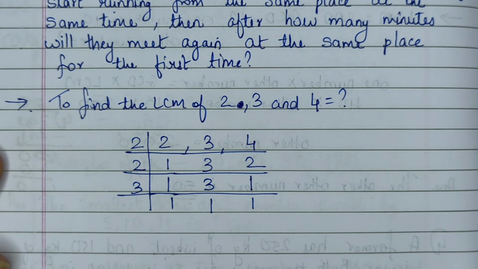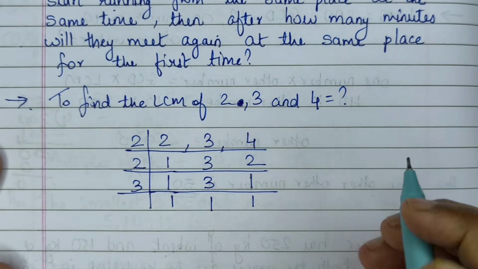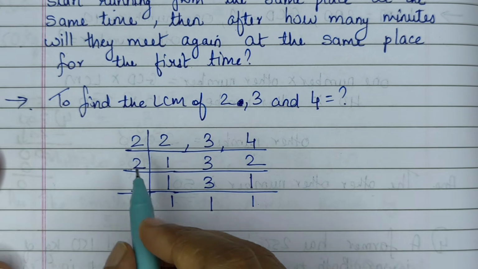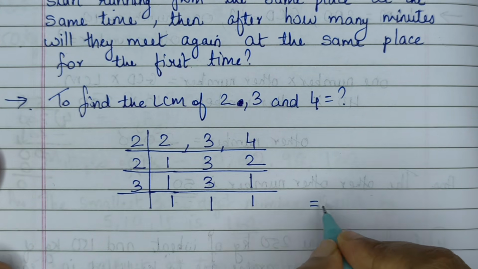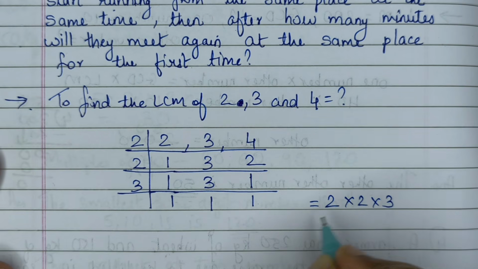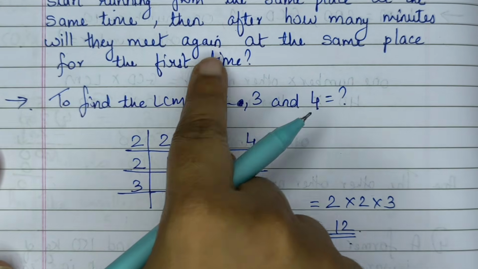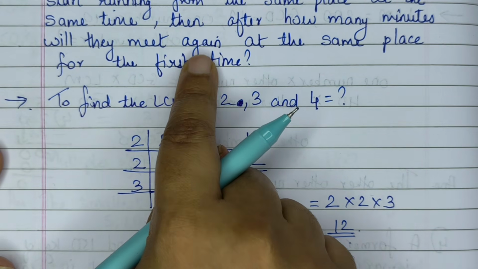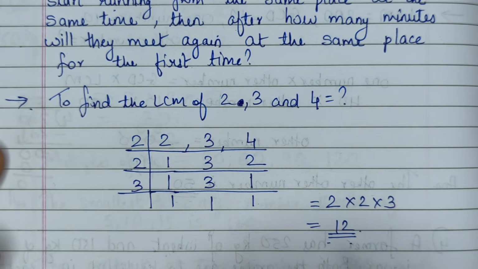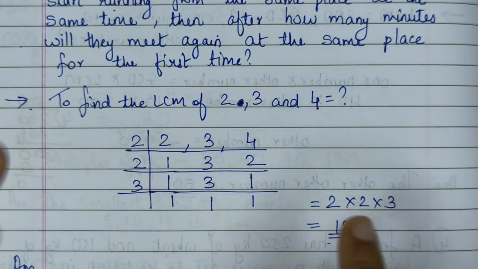Now what we will do is multiply these factors and find out the LCM. That means 2 into 2 into 3. 2 twos are 4. 4 threes are 12. What we got here is 12. So after how many minutes will they meet again? Meet again, that means it is LCM. Understood? Again at the same place for the first time. So answer, after how many minutes are they going to meet again?